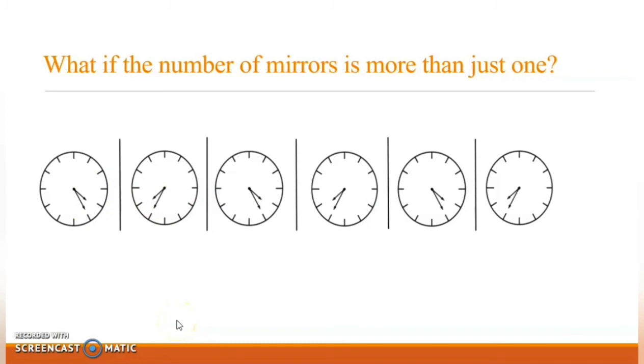Therefore, when there is an even number of mirrors, the mirror image time is the same as the real time. And when there is an odd number of mirrors, the mirror image time is the mirror image time obtained when there is a single mirror in front of the original clock.